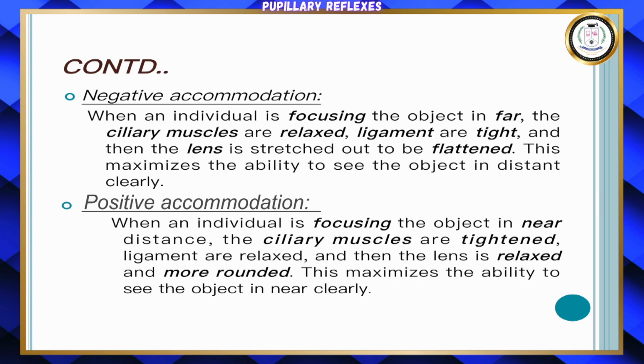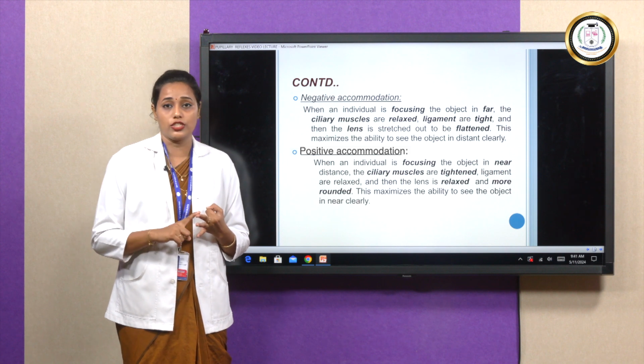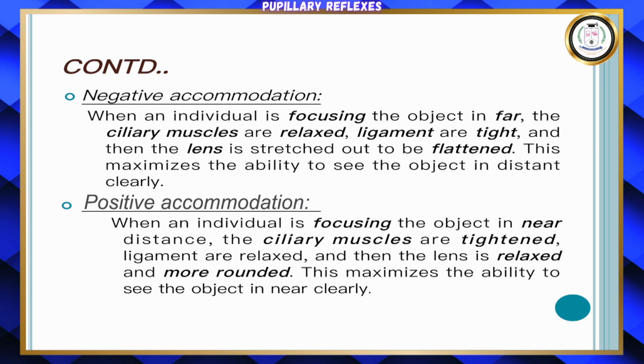First, let's talk about negative accommodation. When an individual is focusing on an object far away, the ciliary muscles are relaxed, the ligaments are tightened, and the lens is stretched out to be flattened. This maximizes the ability of an individual to focus or to see objects in the distance.